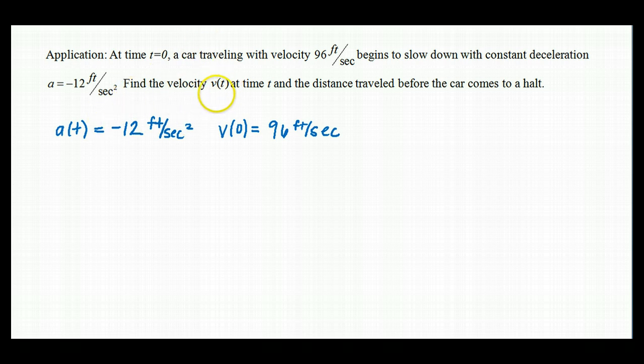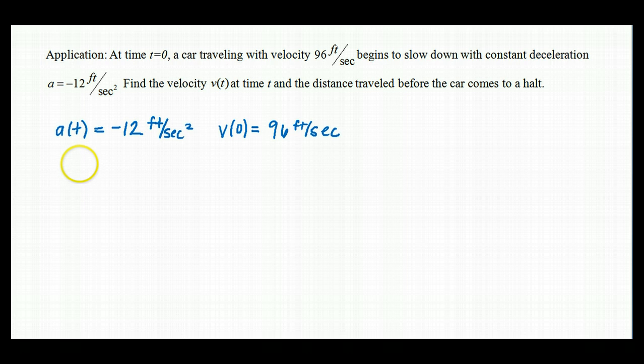Find the velocity v of t at time t and the distance traveled before the car comes to a halt. So there's two different problems here. Find the velocity v of t at time t. So let's stop right there. Find the velocity at time t. So here's my acceleration function, negative 12 feet per second squared. And then here, this should strike you as an initial condition. So it's information about the velocity function, which is going to be the antiderivative of acceleration.